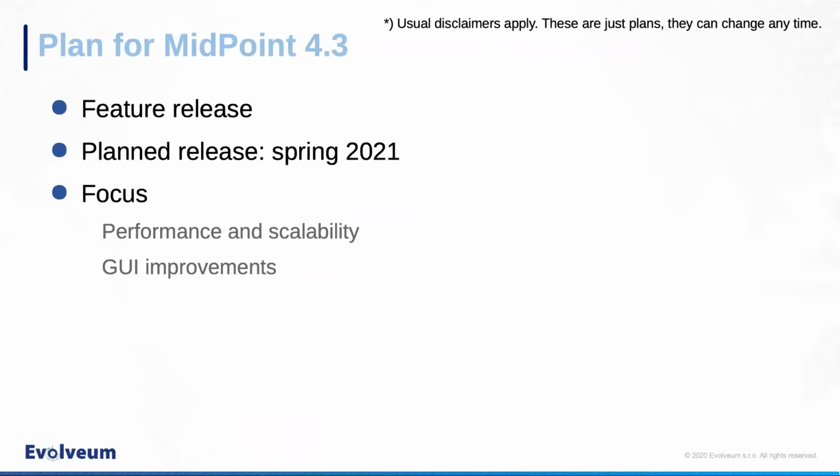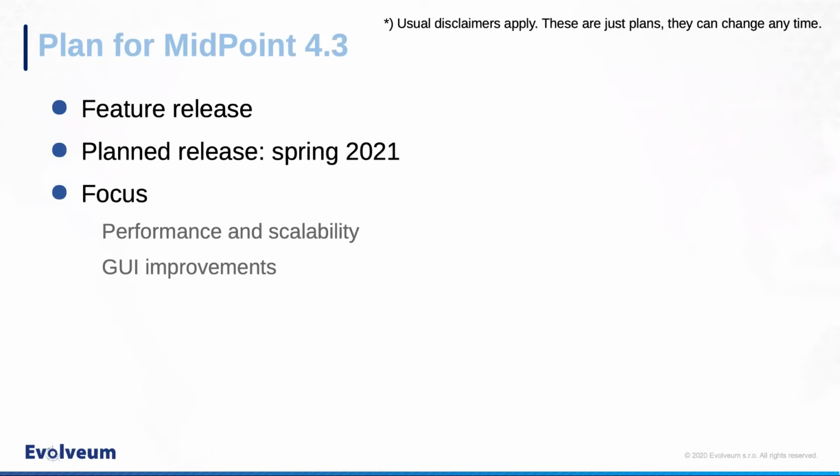And so what about the plans for 4.3? 4.3 will also be a feature release with the support lasting 1 year. The release is planned for spring 2021, hopefully in April.